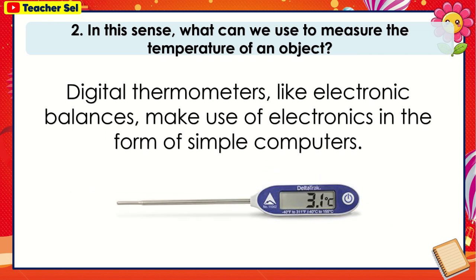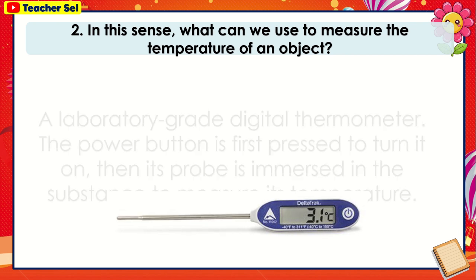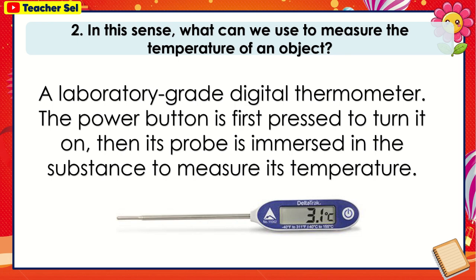Digital thermometers, like electronic balances, make use of electronics in the form of simple computers. It calculates the temperature of an object and shows the results on its LCD screen. Due to this, digital thermometers are also faster at reading temperature than liquid in glass thermometers. A laboratory-grade digital thermometer: the power button is first pressed to turn it on. Then its probe is immersed in the substance to measure its temperature.